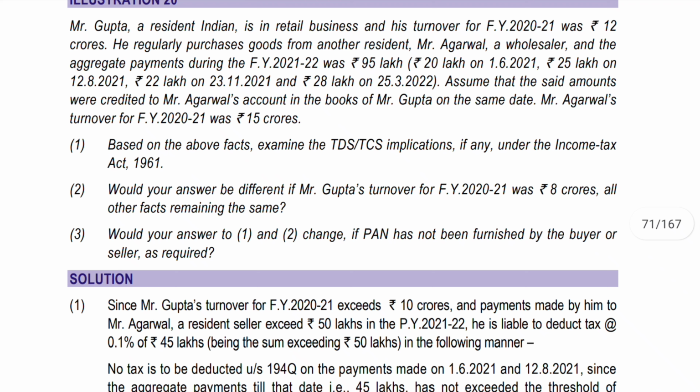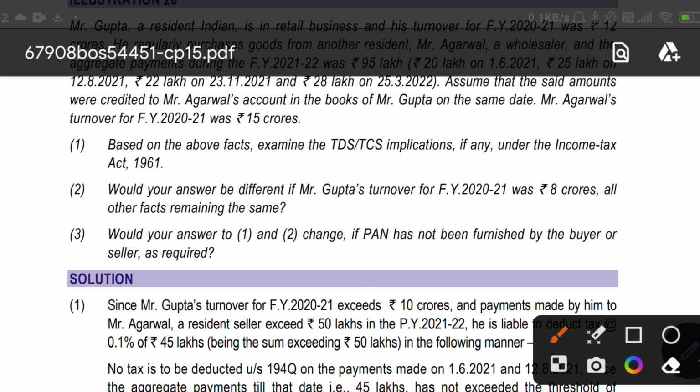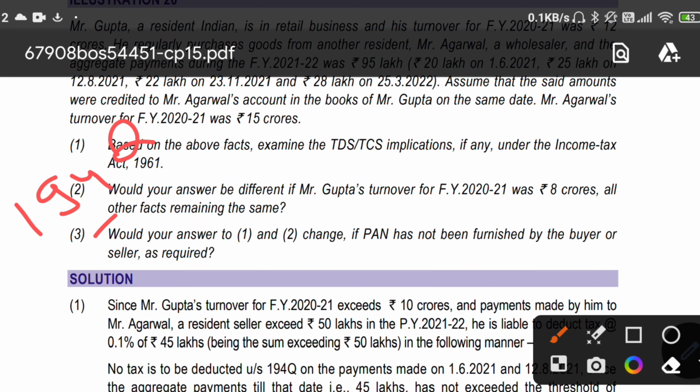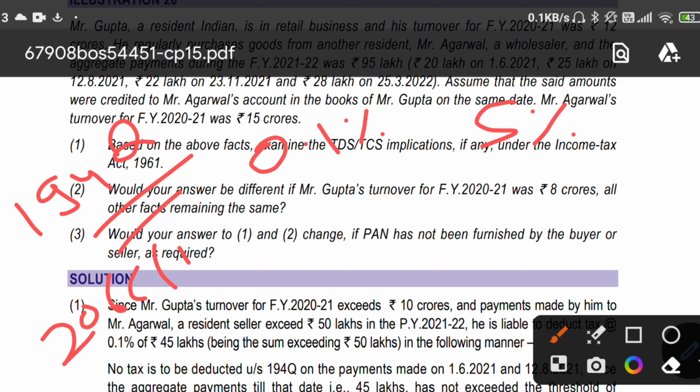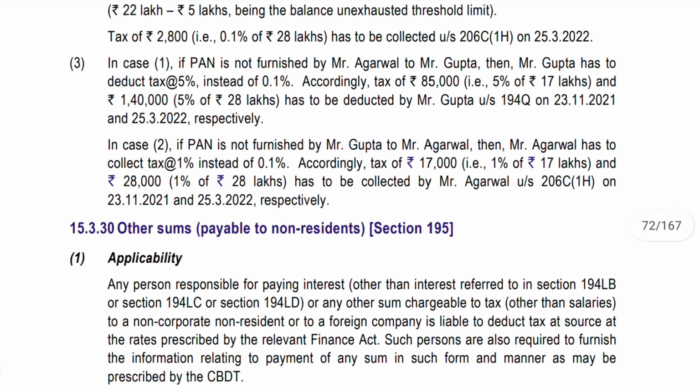So next is, would your answer to 1 and 2 be different if PAN has not been furnished by the seller? So if PAN is not furnished by the seller, then in case of 194Q, that 0.1% TDS rate will increase up to 5%, and in case of 206C(1H), TCS rate of 0.1% will increase up to 1%. Okay, simple. So here you can see the answer.